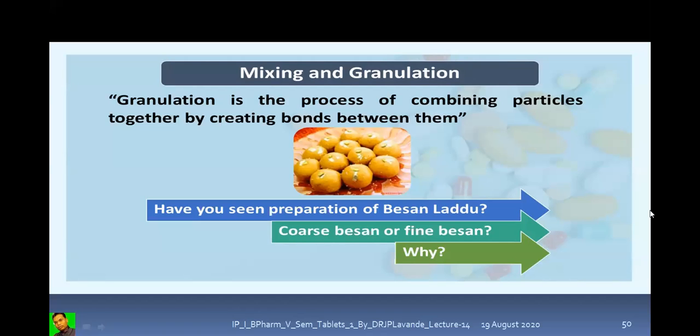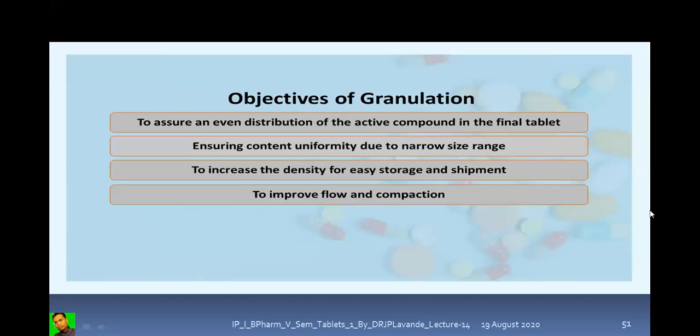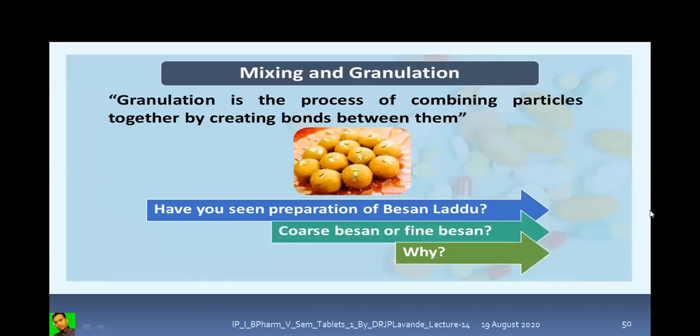So that coarse besan is required in order to prepare the besan laddus. Now, why particularly? Because they will offer the bonds, and that is the reason why, particularly in case of pharmaceutical tablet manufacturing, we are going for the process of granule formation, or the granulation process. Otherwise, we can directly go with the powdered material, the powdered drug substances. But the desired property cannot be achieved with the use of fine excipients, for which we need to go for the process of granulation.